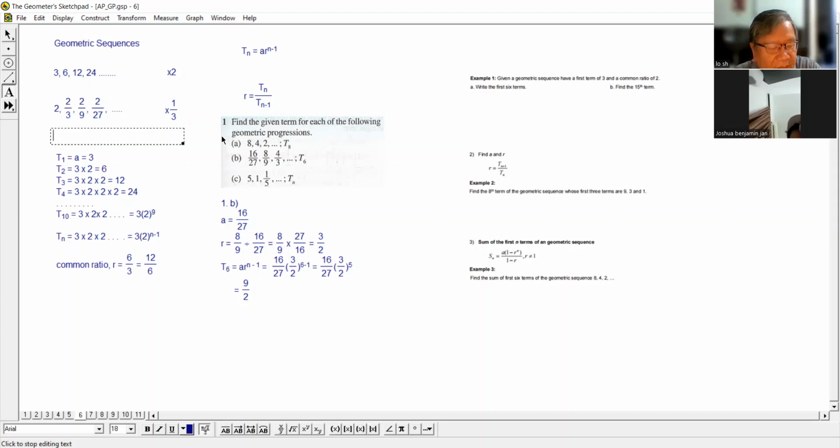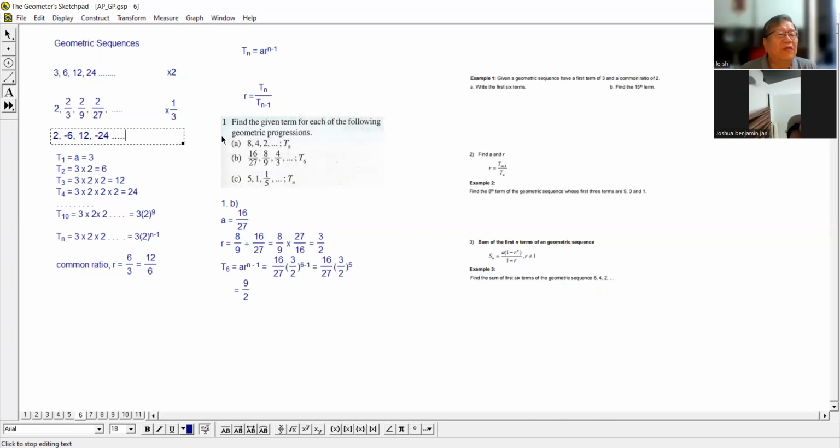Let's say we have 2, then negative 6, 12, then negative 24, and so on.